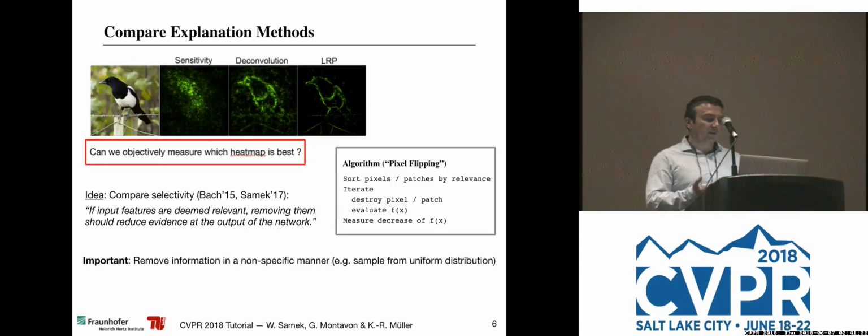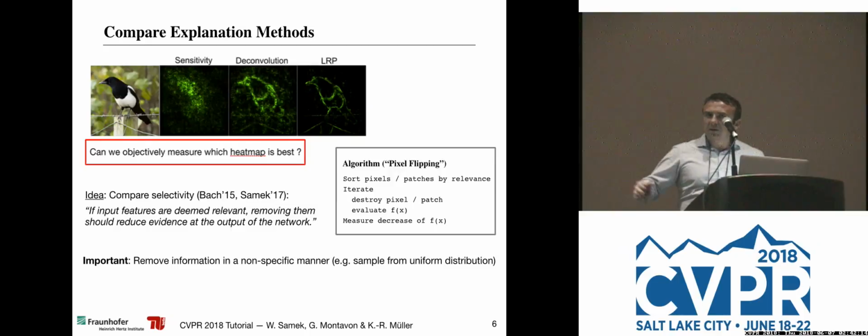So the assumption is that if our heat map really identifies the important part in the image, then destroying this part, or destroying the information at this part, flipping these pixels or randomly destroying them, should lead to a decrease of the classification function. If your heat map is random, if it's non-informative, then if you destroy this information randomly, the decrease should be much slower. So just by measuring how fast the function decreases, you get an idea of how good this heat map is. As mentioned earlier, this is just one measure of heat map quality, but we did some experiments with that, and I would like to present it to you now.